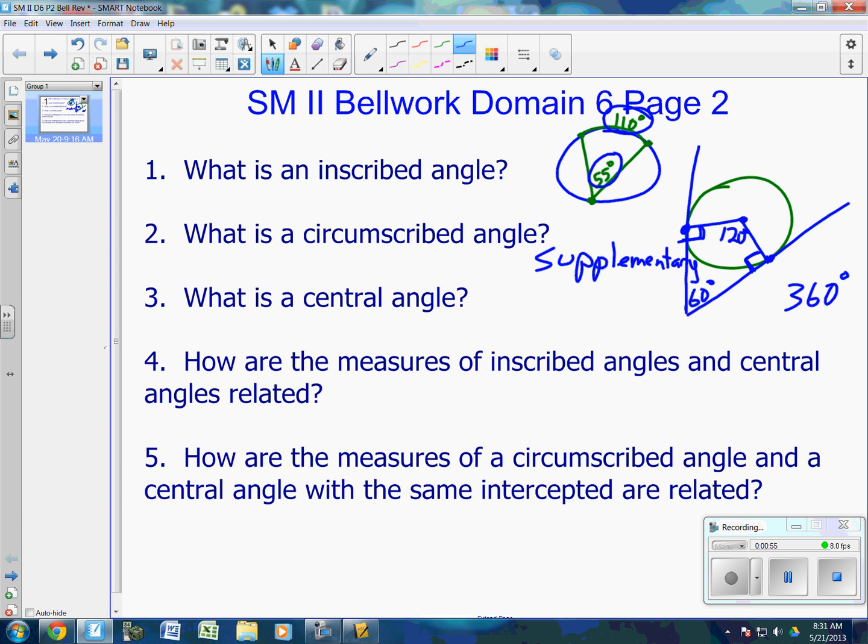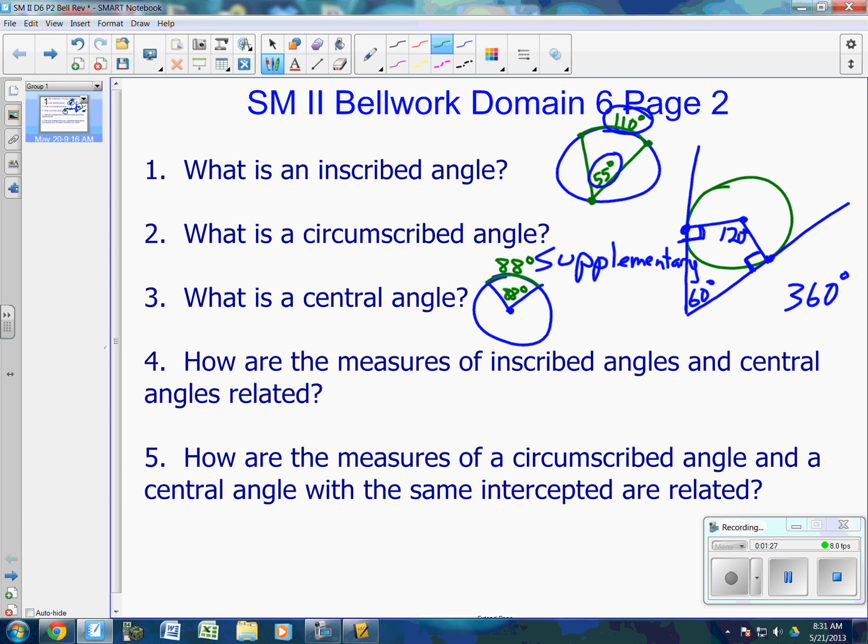Number 3, what is a central angle? Okay, a vertex at the center of the circle. And what do we know about the measure of, let's say this was 88 degrees, what's its intercepted arc? 88 degrees, yeah. A central angle and its intercepted arc are the same measure. Okay?